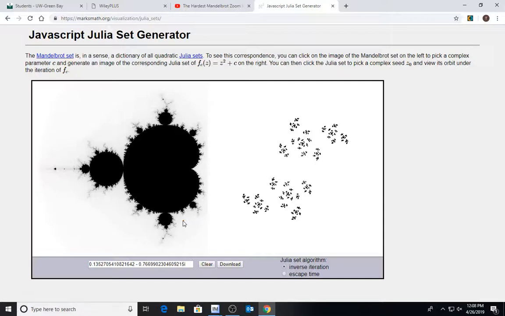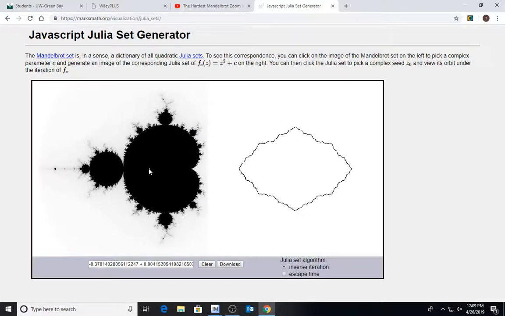This marksmath.org doesn't have all those colors, which look beautiful, that make it a little hard to see what points are actually in the sets, because just the black points are in the sets. So clear that out, okay? So I'm going to click right here. See where my cursor is? Will I get a connected Julia set or a disconnected Julia set? Connected, right. So I'm clearly right in there, and so you see it is in fact connected.